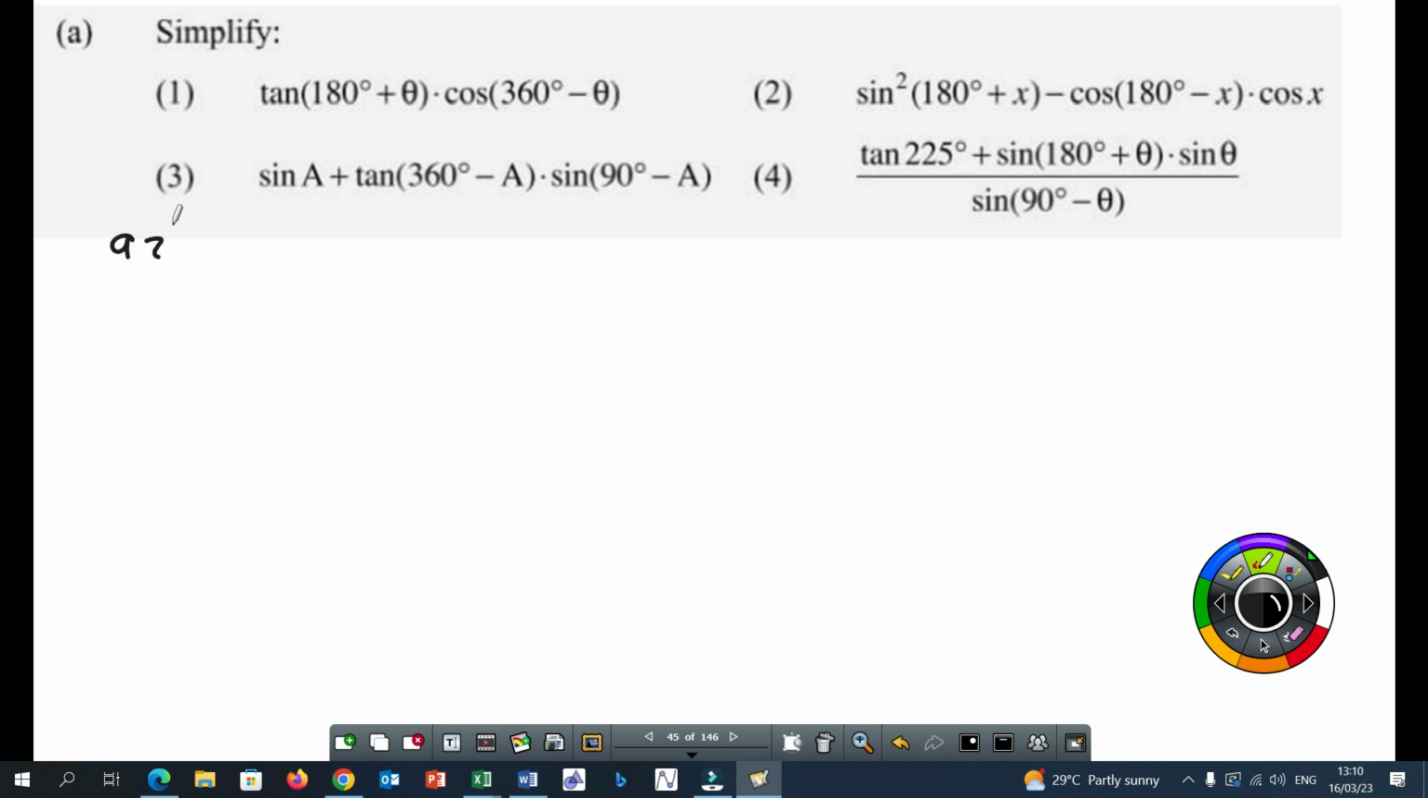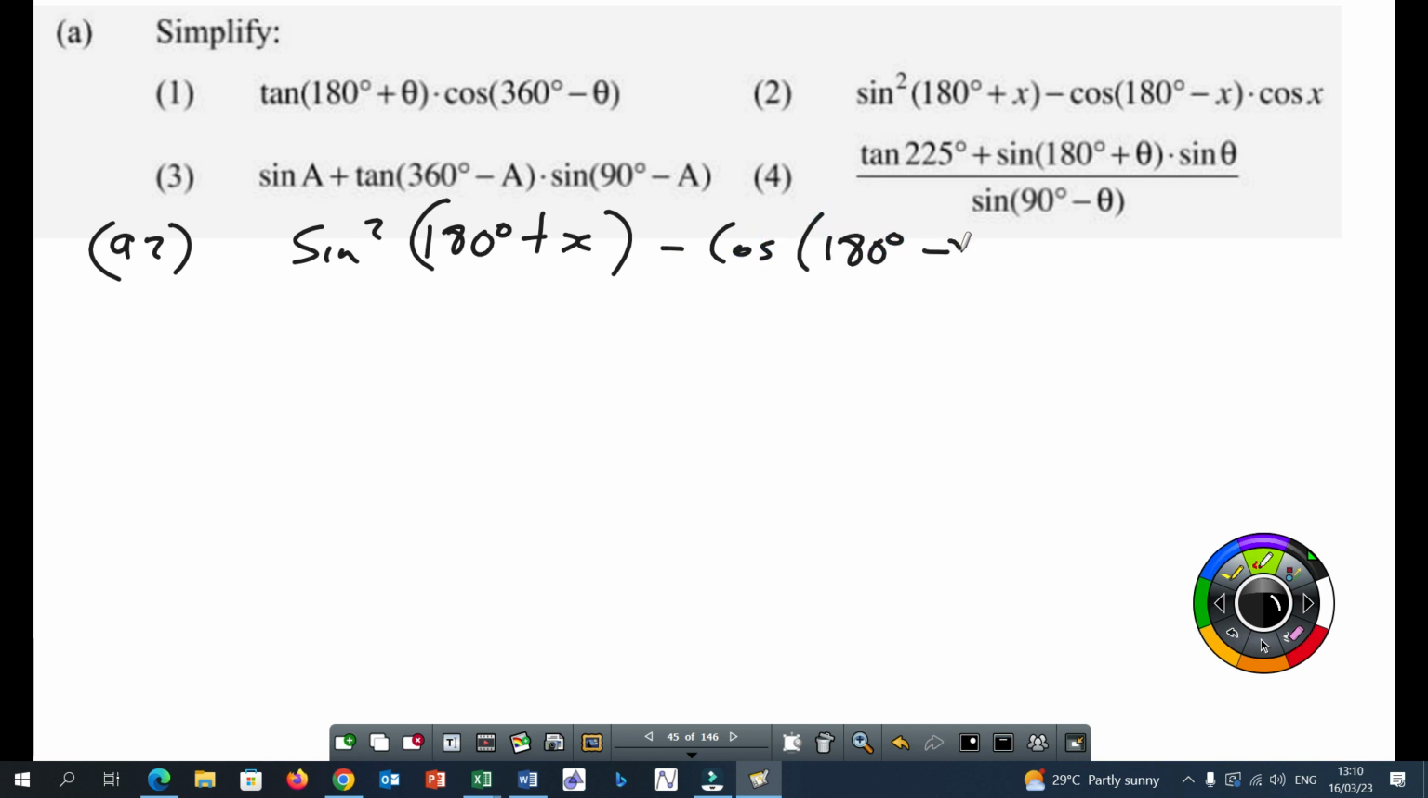All right. Let's start with A2. I can't do every question. So we have sine squared x minus cos of 180 degrees minus x times cos x. Okay? By now, everyone should know that if there is a square here, the answer is always what? Positive. So this will be sine squared x. Then here, 180 minus x is in the second quadrant and cos is negative. So this sign will end up becoming a plus. So we'll end up getting plus cos x.